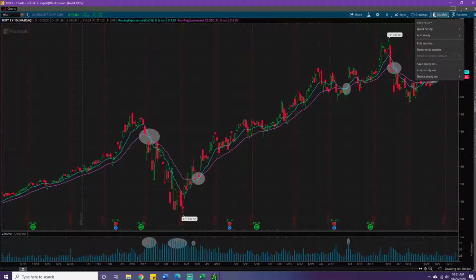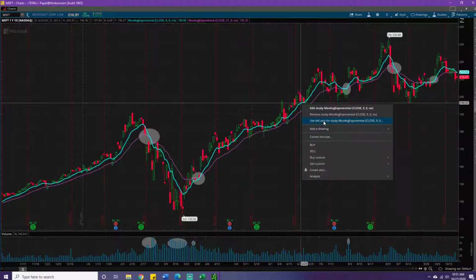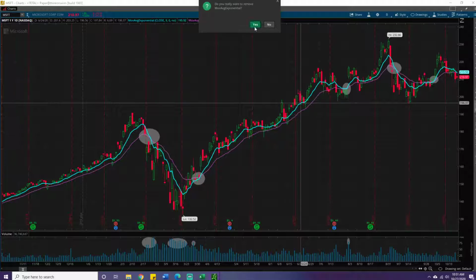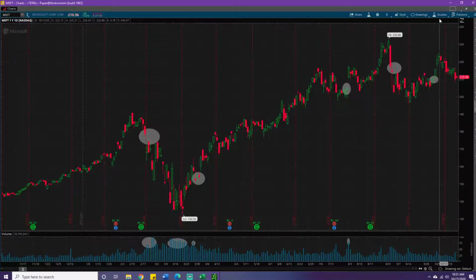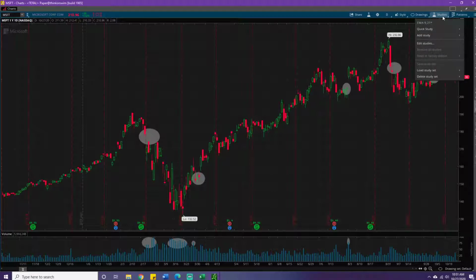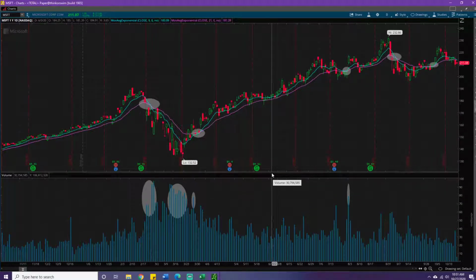What you could also do is, let's say you have multiple charts and you don't have this set up. So I'm going to remove these again. And you don't want to go through the same process over and over again. So you go to Studies, Load Study Set, your EMAs 9 and 21. So it's the same thing that I had from before.